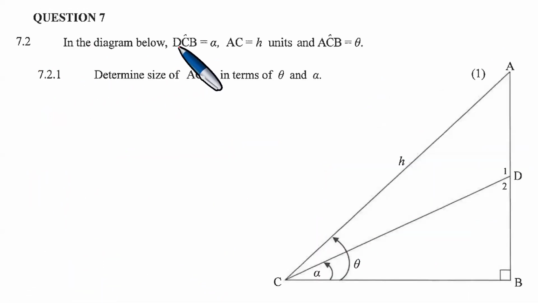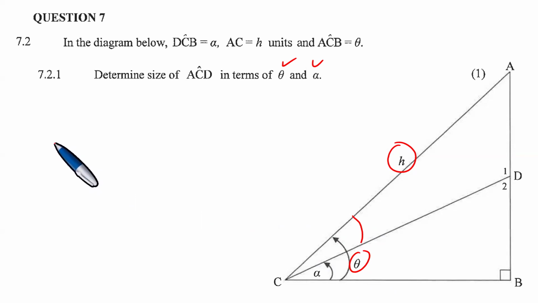Right, so now in the diagram below, we have the angle DCB equal to alpha, and we have that AC is h units and the angle ACB is theta. We want to determine the size of the angle ACD in terms of theta and alpha. Now we know that the entire angle is theta, and if we subtract alpha from it, we get the angle the examiner wants.